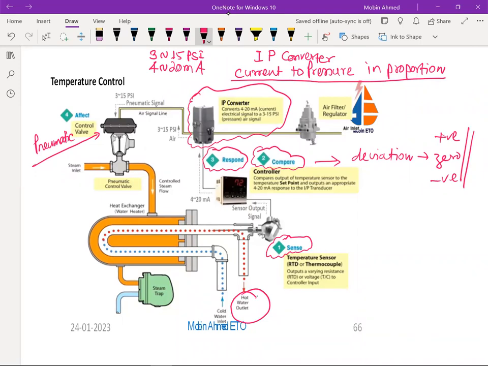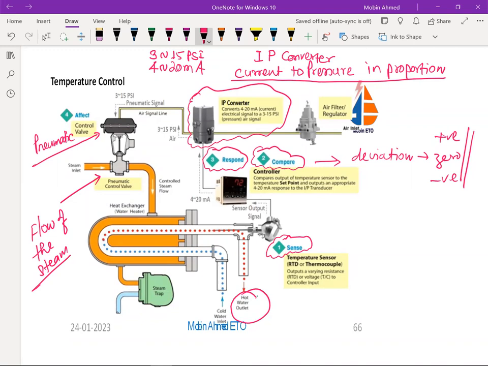So this valve diaphragm is going to move this stem, and this valve is going to open and close. Accordingly, it is going to control the flow of the steam. So that the temperature, that is required temperature, whatever it is set temperature, it is going to be same. So that temperature is always maintained. So this is how the closed loop control system works.